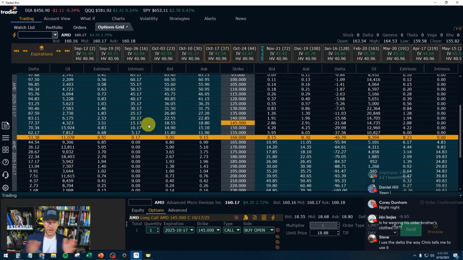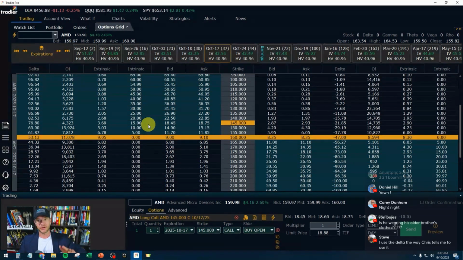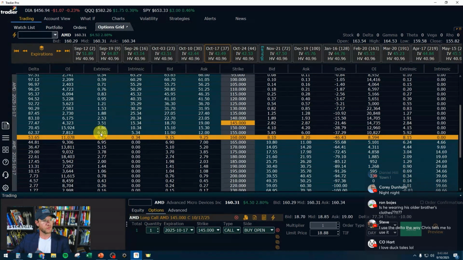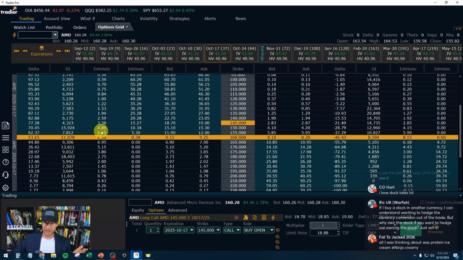All options are trying to maximize the intrinsic value. It doesn't matter who you are, at what time, ever. You are trying to get to the most amount of intrinsic value. Extrinsic value is the part that will decline over time. Okay, this declines over time. We want to minimize that if we're buying options. So the deeper in the money we go, the less extrinsic value there is.